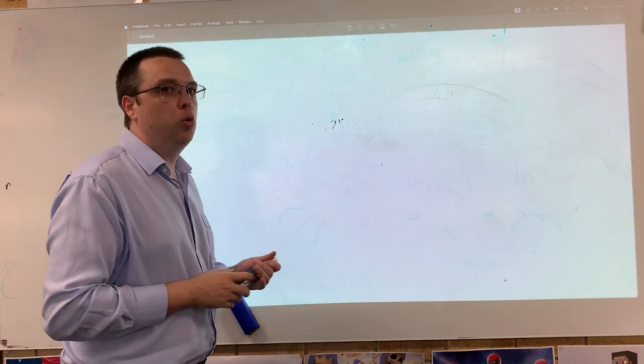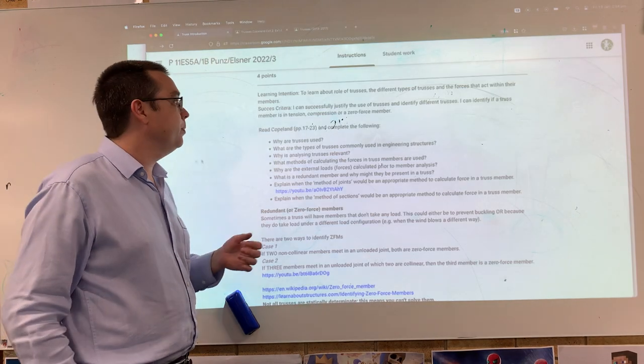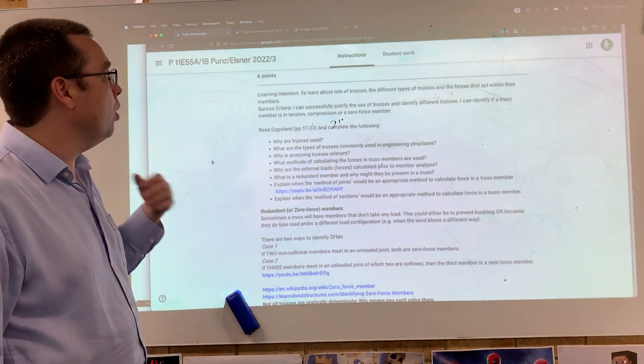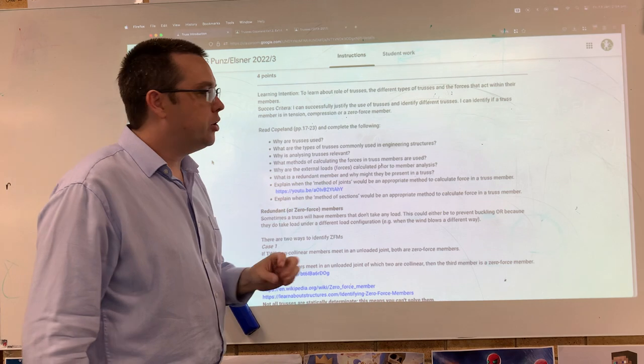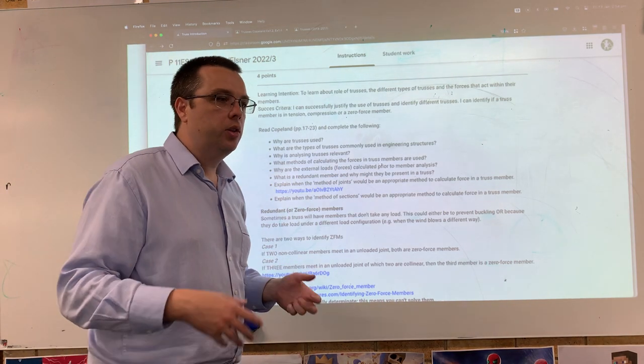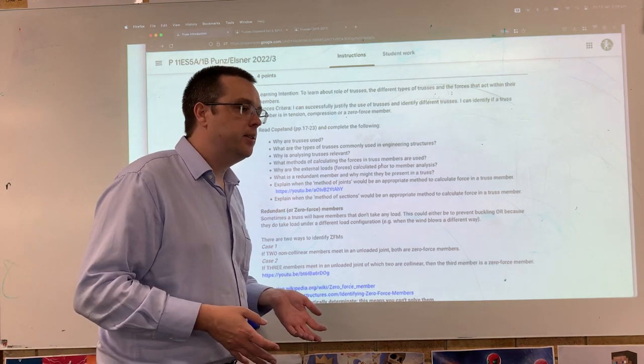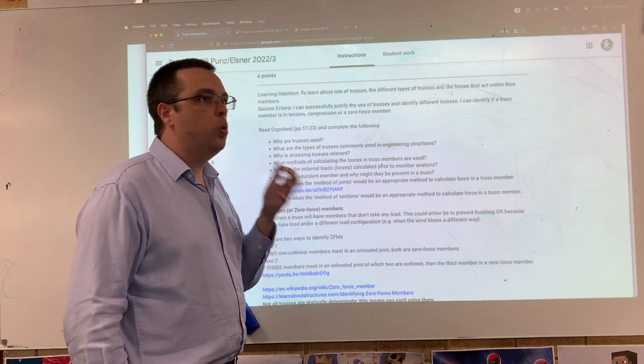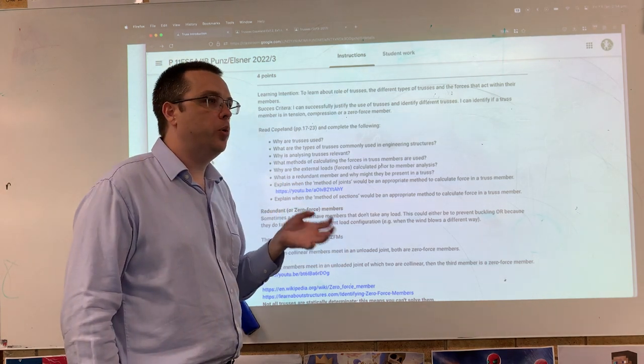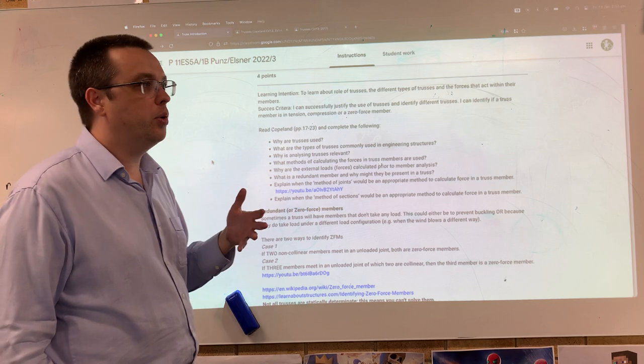So I'm not going to go through any more examples. Instead, I'm going to go through truss theory. What we said we're going to learn about is why trusses are used. The reason we use trusses is that we could just use beams. If you've already done bending, you'll understand what a beam is.